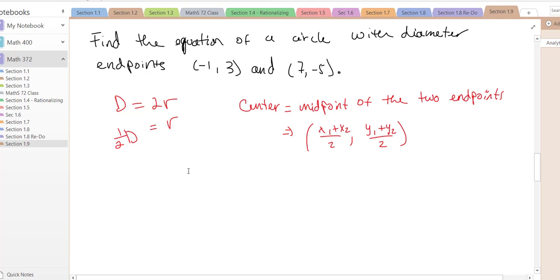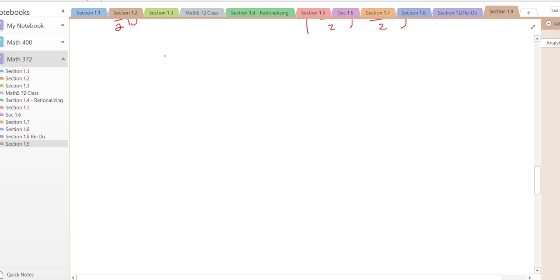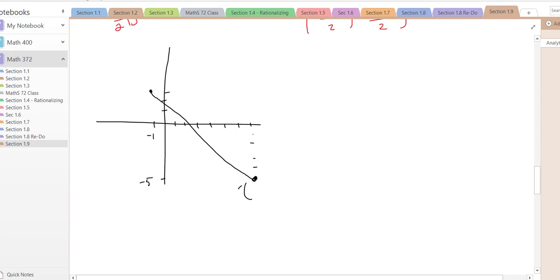I'm a big fan of pictures, so I'm going to try my best to draw what this looks like. So my endpoints are -1, 3. So I'm going to go 1, 2, 3. So that's one endpoint. And then the other endpoint is at the point 7, -5. Now drawn to scale. So this is going to be the diameter. And so that means that I have a circle somewhere in here. I'm not even going to attempt to draw it because it's going to be ugly.